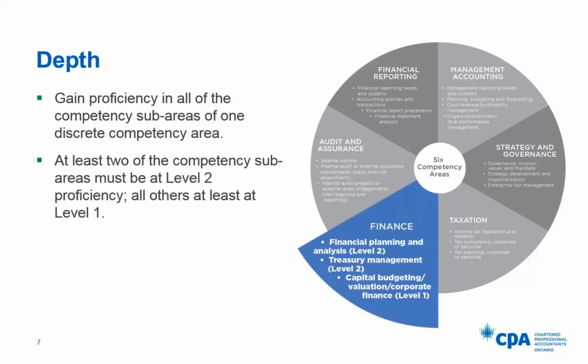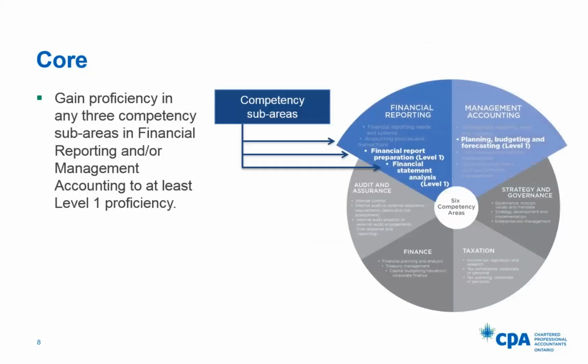Then we're going to move on to what a core is. So for a CPA, the A in CPA is basically accountant, and for that we need you to be really strong in what we call your core areas. So this will be either financial reporting or management accounting. As you can see, under each of these areas there are 4 sub-competencies, so 8 in total. For a core, to meet that definition, you need to be able to demonstrate at least 3 of those sub-competencies at a level 1 proficiency.